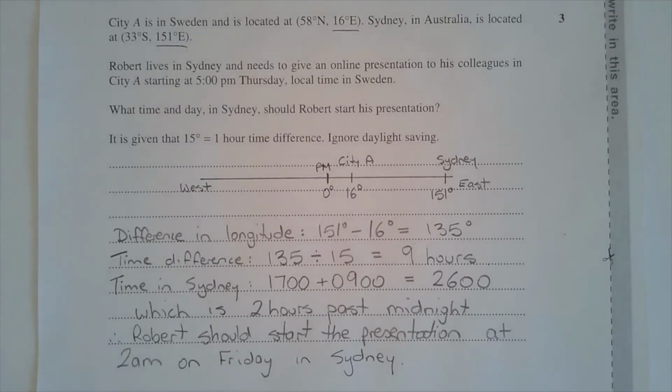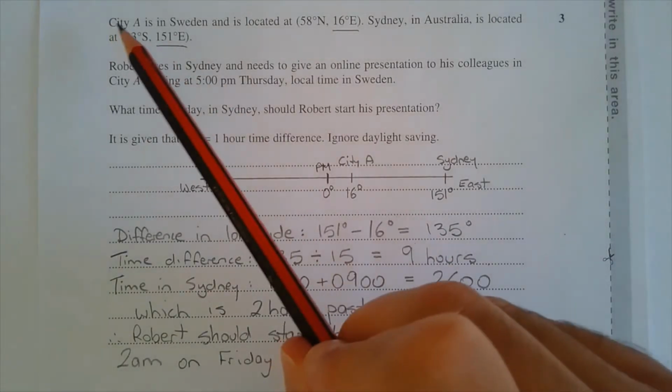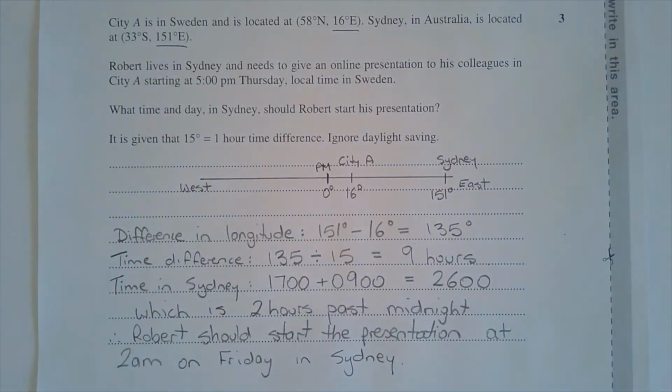The time difference between two locations is based on the difference in their longitudes, not their latitudes. So we'll consider the longitudes of City A and Sydney. The longitude of City A is 16 degrees east, and the longitude of Sydney is 151 degrees east. And the further east a location, the further ahead in time it is compared to any locations to the left of it, or to the west.